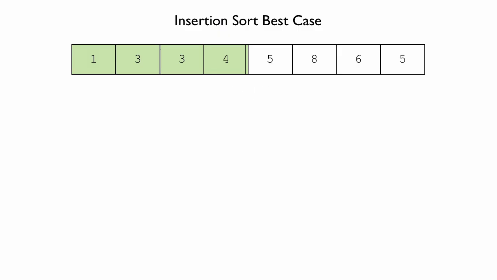In our case, let's pick 5. 5 will get checked against 4, it'll turn out that it's in its proper place, and it'll stay there.